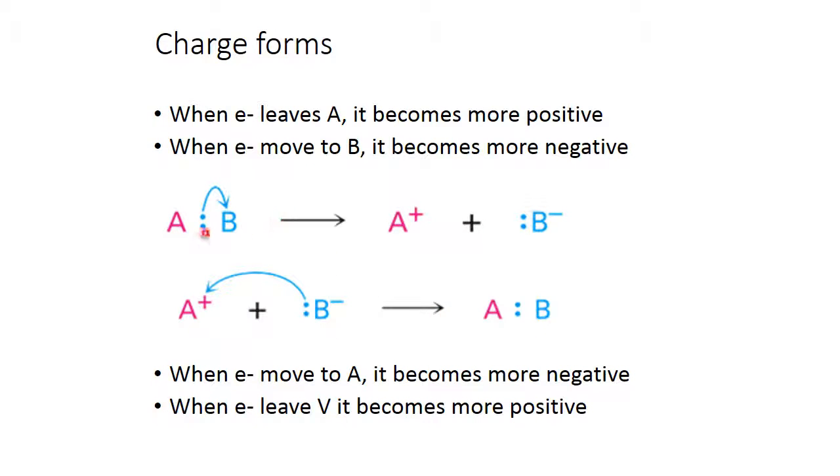Okay, and this is just going over it again. Electrons are leaving A, so it becomes more positive. Electrons are coming onto B, so it becomes more negative. Electrons are going to A, so it becomes more negative. Electrons are moving away from B negative, so it becomes more positive.